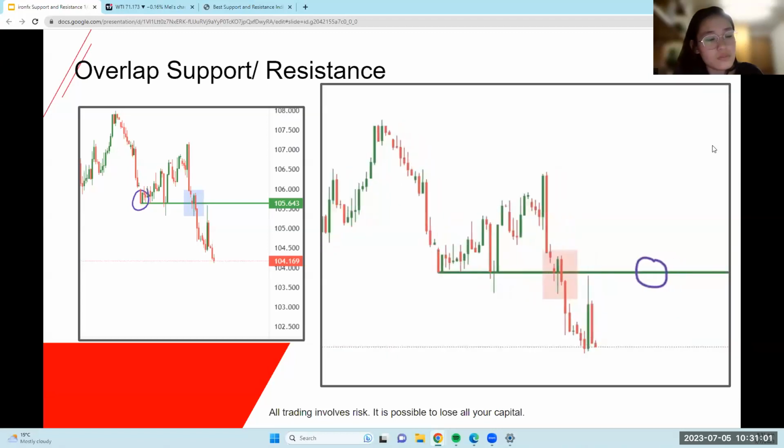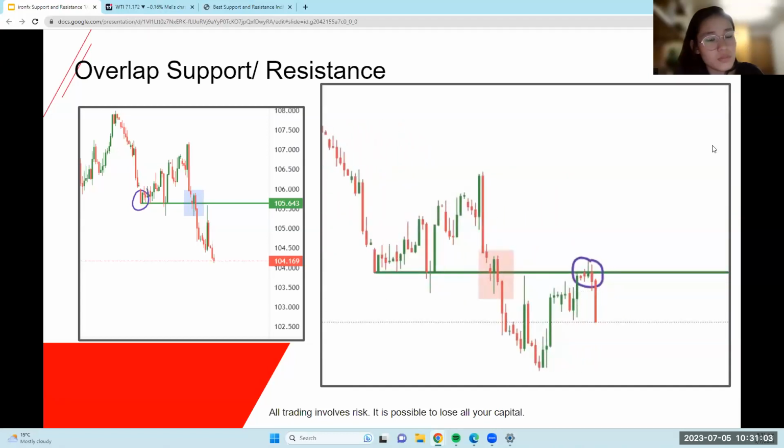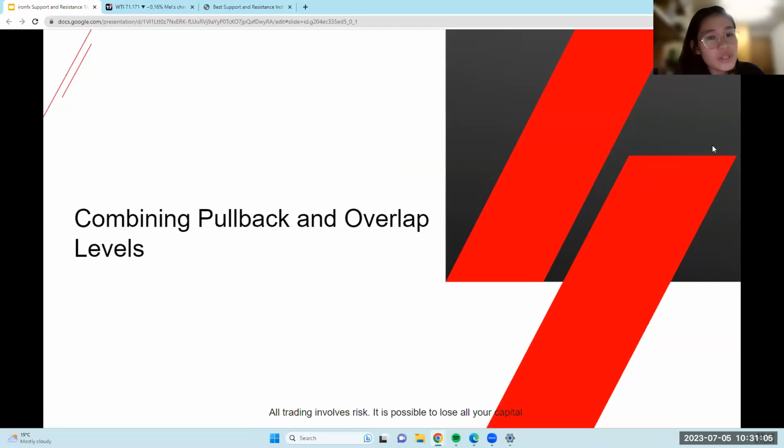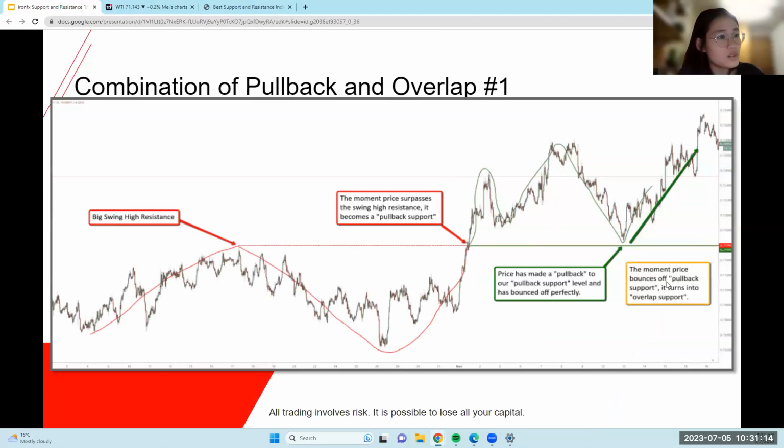Okay, so now that we know what overlap and pullback levels are, let's combine them to find strong resistance and support levels. Let's take a look at this example first. Here we have a big swing high resistance level. Price surpasses this level and it becomes a pullback support level where we can expect price to pull back or retrace to this level. So we're talking about the red area first.